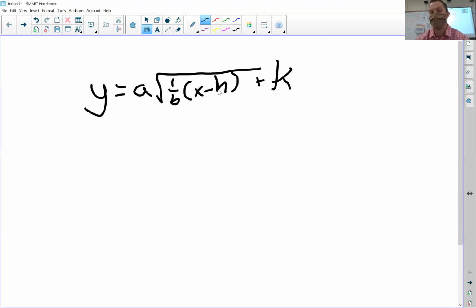Very good. What about x minus h? What does the minus h mean? So that's my left or right movement. Always the opposite sign. That's why in this formula they always give me the negative sign. And what's the plus k? Up or down movement, right? Very good. So you guys remember this from a long, long time ago, right? Good. That makes this next slide easy.